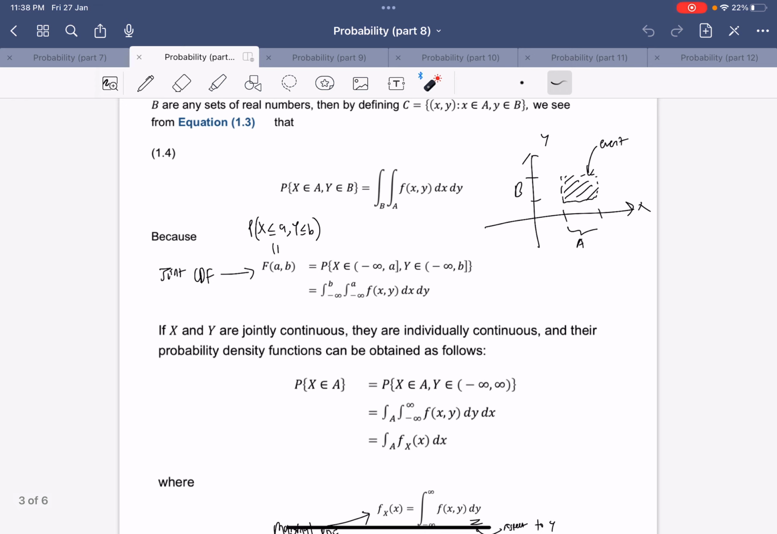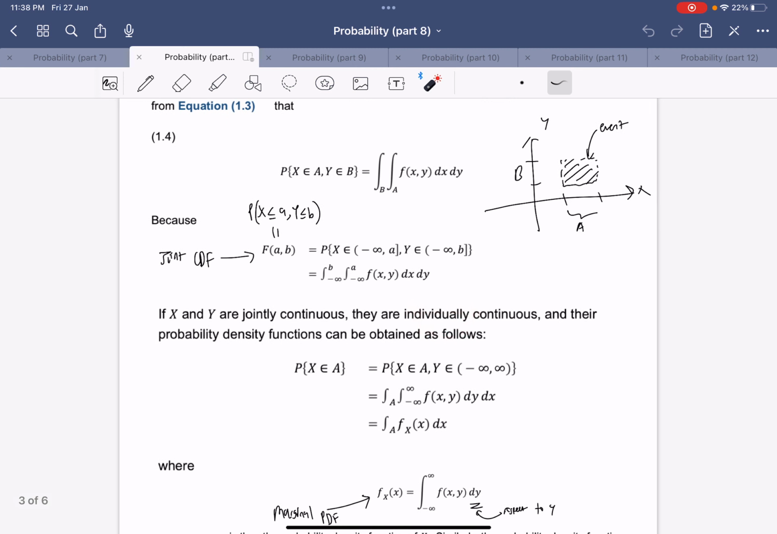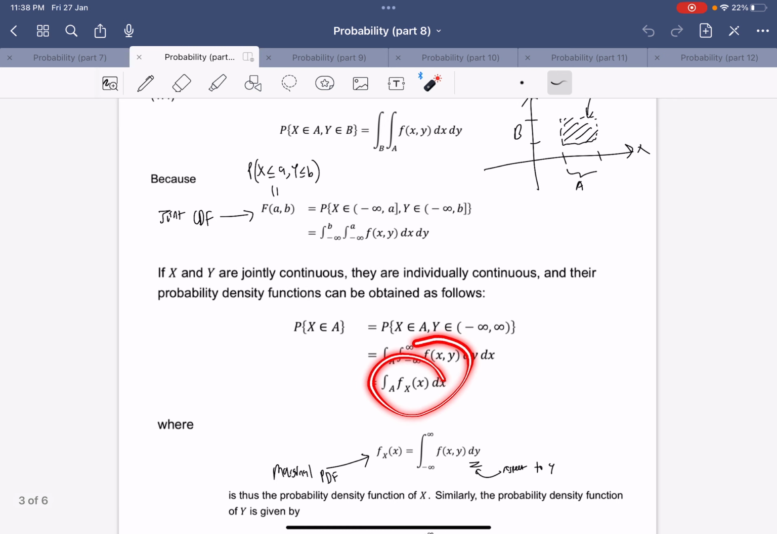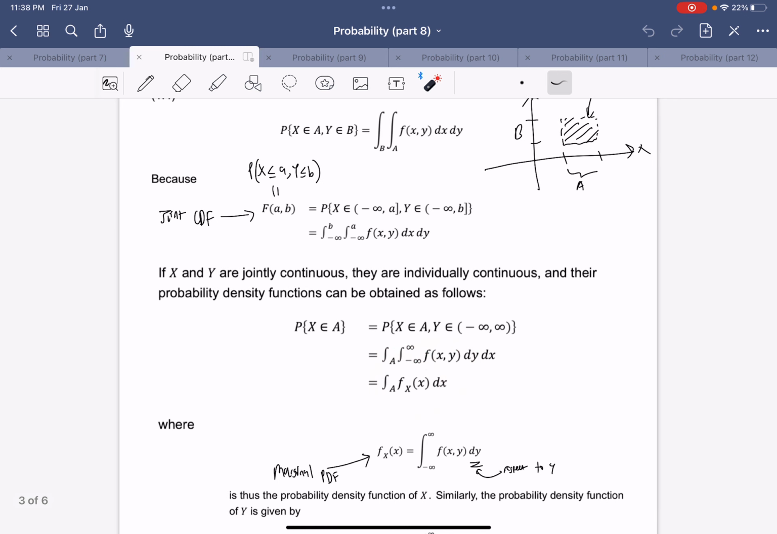And if x and y are jointly continuous, meaning there exists a joint PDF, they are also marginally continuous. Marginally also refers to the individually here. And so if you want to find the marginal PDF for x, what you just need to do is integrate the joint PDF with respect to y.